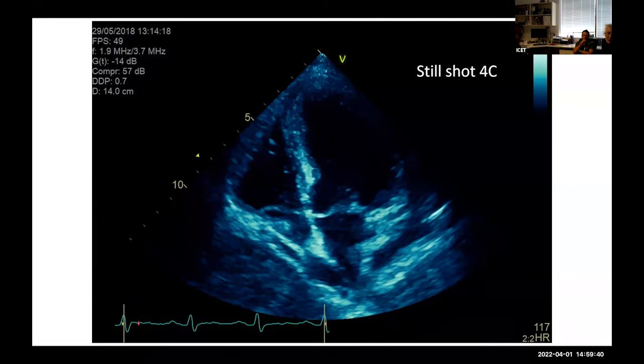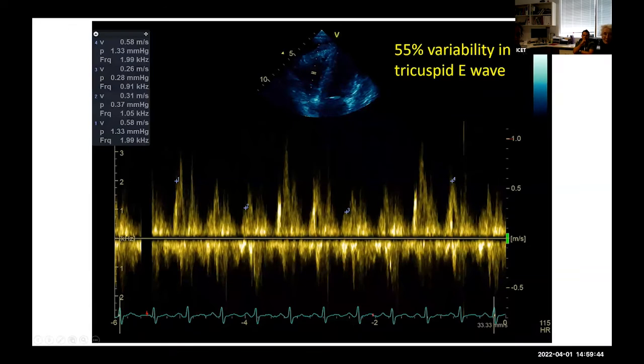Oh, that's just a still shot to show the degree of collapse at its maximum. Okay. So I've done the measurements for you. We are looking at the tricuspid variability. We have also done the E-wave variability, 55%.